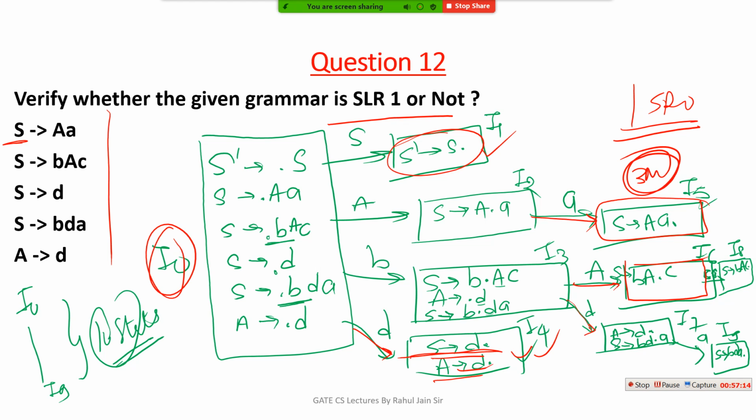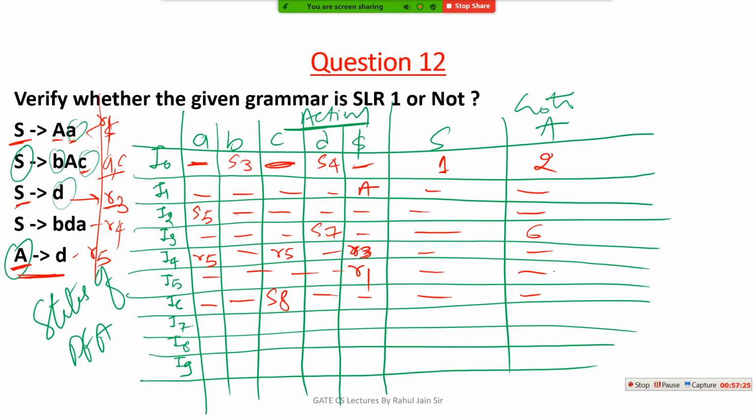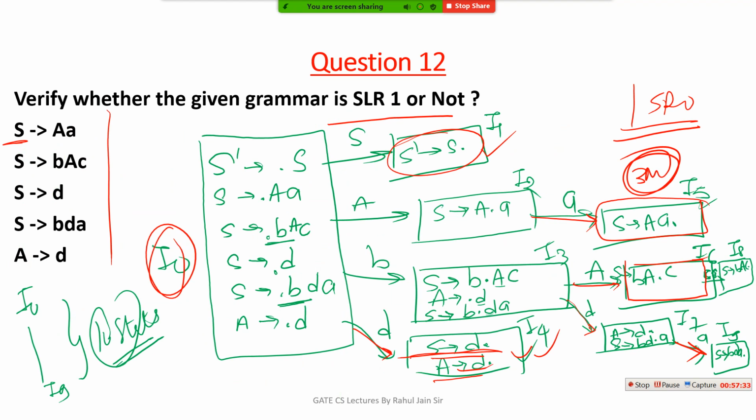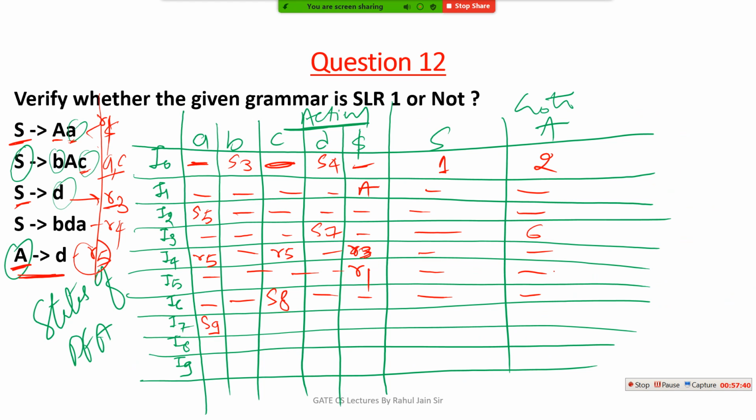Now focus on I7. I7 on small a is shifting to I9, so S9 would be there on small a. But it is also reducing, it is reducing A derives d. It is reducing R5 on follow of A. What is follow of A? a and c. So here I am reducing R5 on a, and on c also I am reducing R5. No need to go any further.